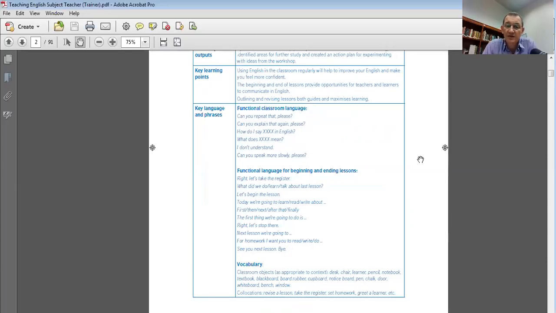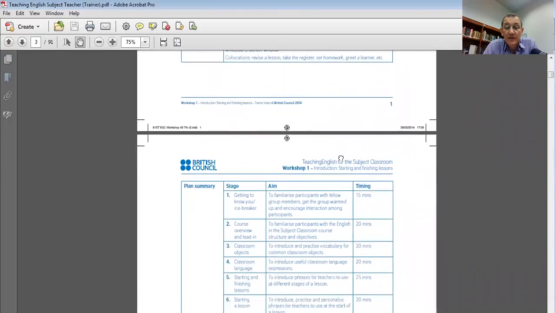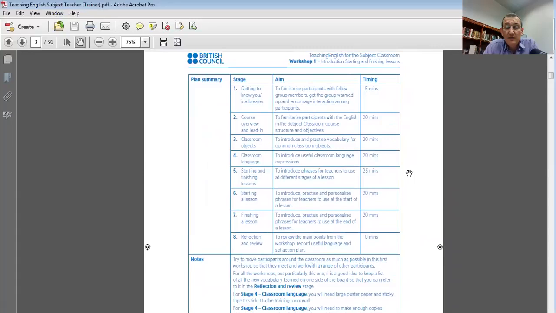So if you tell the learners before what they are going to study and you repeat what they have covered at the end of the lesson, then that will help them to orient themselves and understand and remember what they have studied. In the next box in the table in the at-a-glance guide are some key language and phrases that we hope the teachers will feel more confident about using in their lessons. And then on the next page, you can see the plan of the session is broken down into its separate stages with approximate timings in the right-hand column.